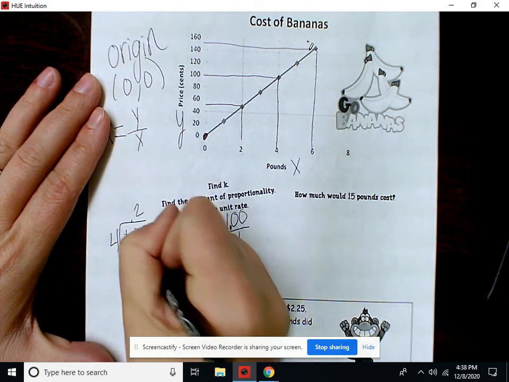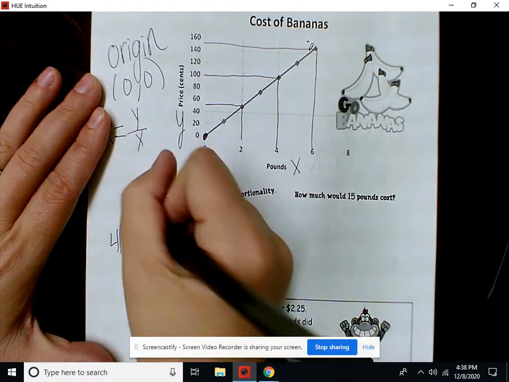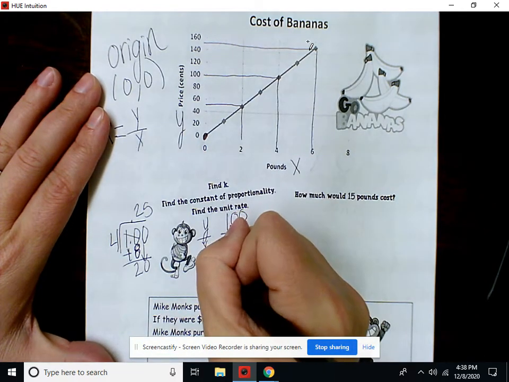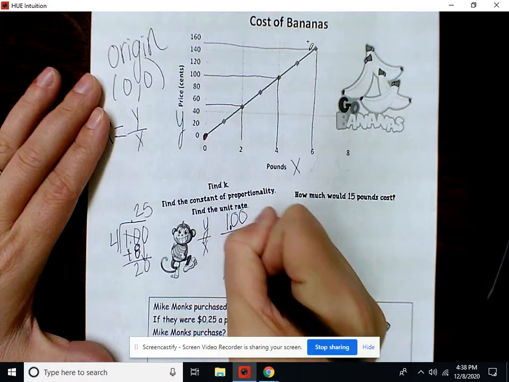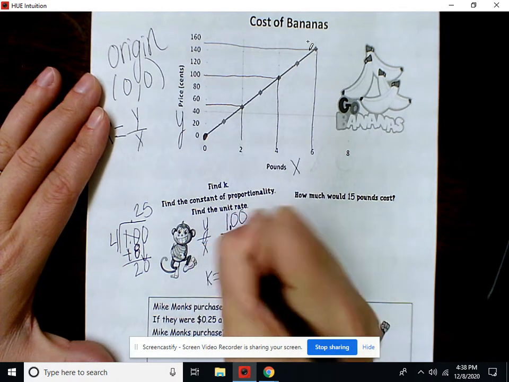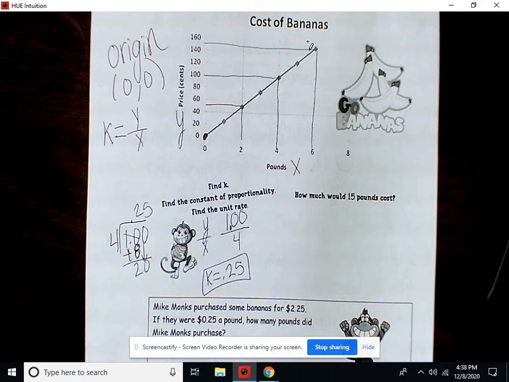We're going to get 2, bring down our 0. 4 will go into 25 times. So we get an answer of 25 cents. So our K is 25 cents.